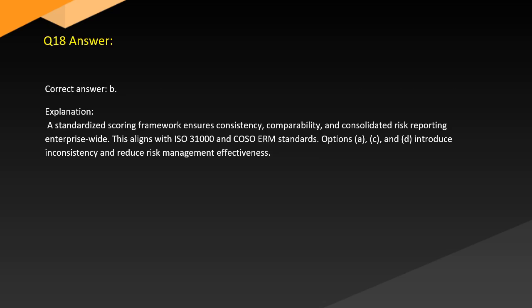Answer. Correct answer: B. Explanation: A standardized scoring framework ensures consistency, comparability, and consolidated risk reporting enterprise-wide. This aligns with ISO 31000 and COSO standards. Options A, C, and D introduce inconsistency and reduce risk management effectiveness.